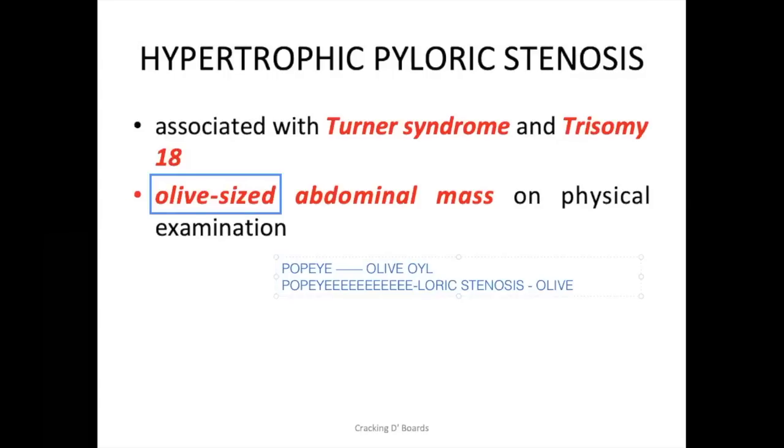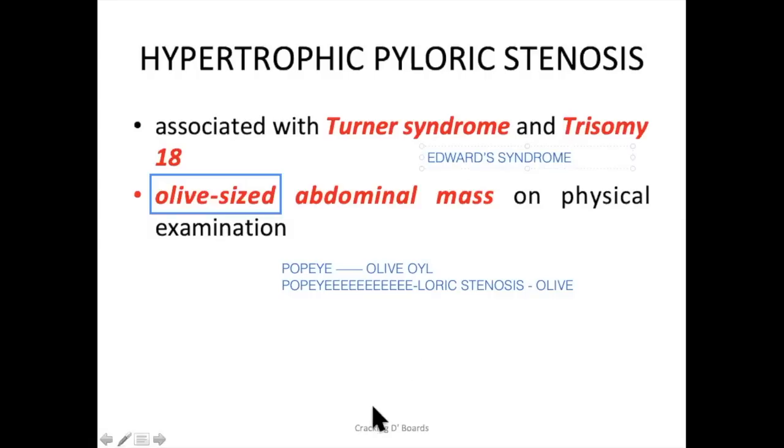Now, hypertrophic pyloric stenosis is associated with Turner syndrome. It's also associated with trisomy 18. Now, what is trisomy 18 again? 18 years old, election age. This is Edwards syndrome. So trisomy 18 is Edwards syndrome.